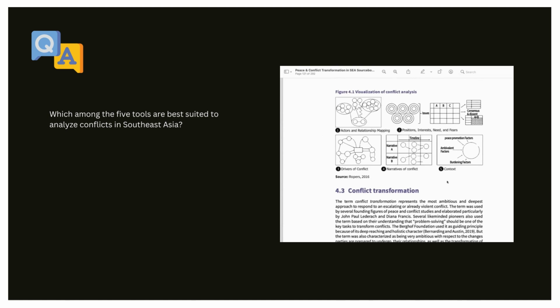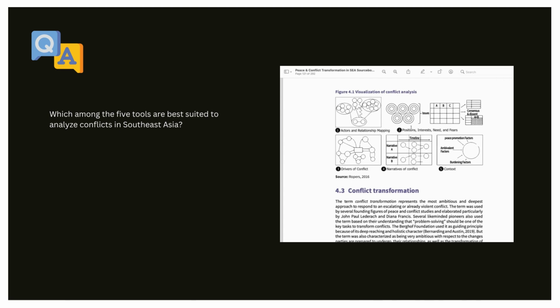There are a lot of tools that you can use, and the tools that we use usually depend on the context of the conflict situation and on what we are focusing on at that particular moment in time for that particular conflict. For example, you can look at actors and relationship mapping: who are the actors, how they relate to each other, and which actors support or do not support the other actors.